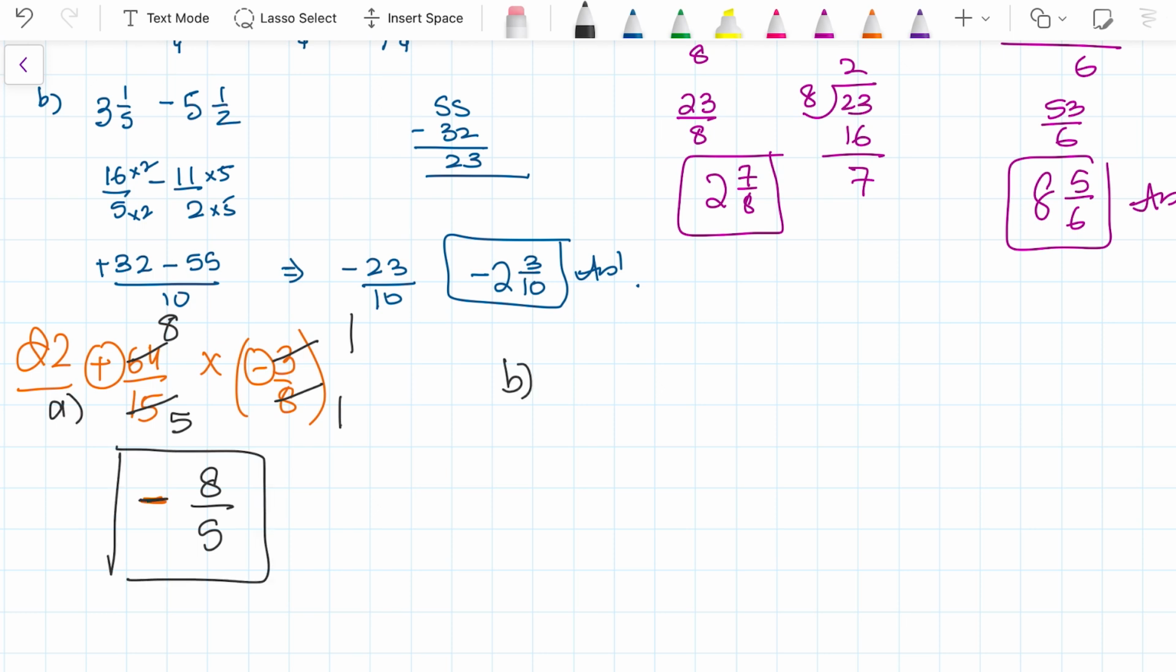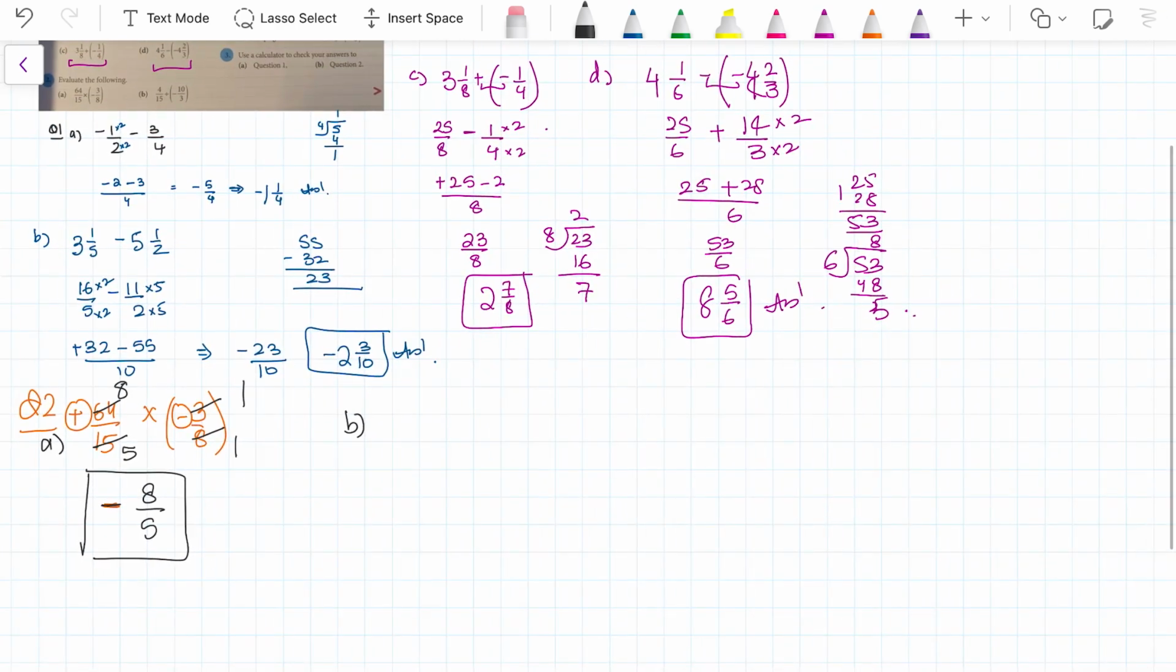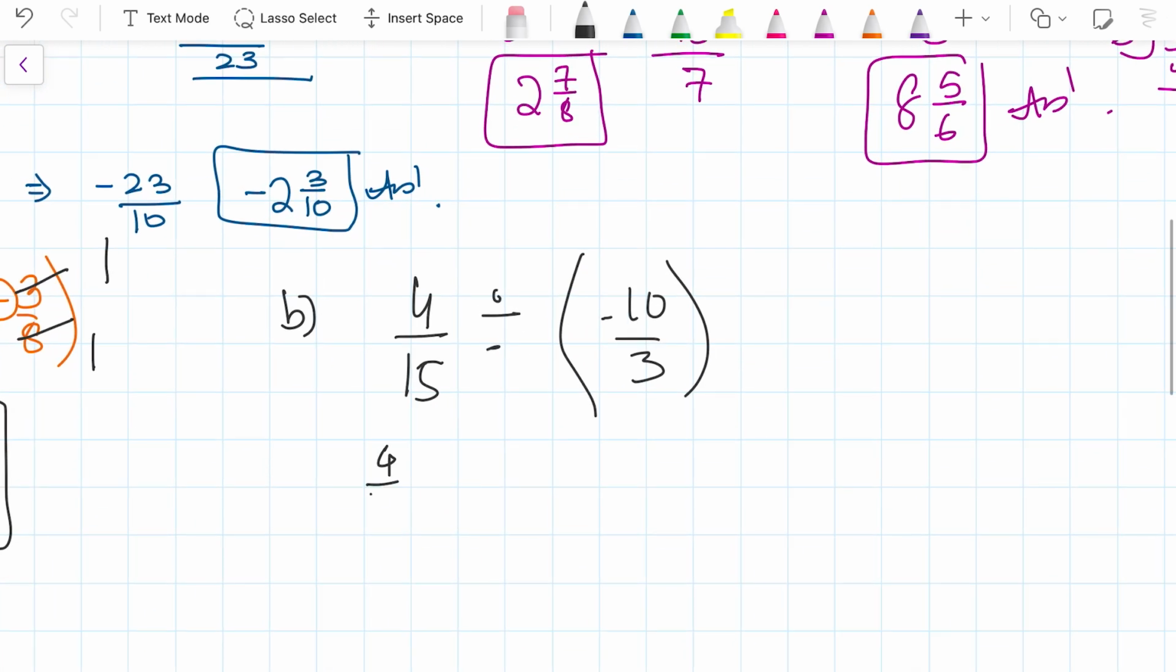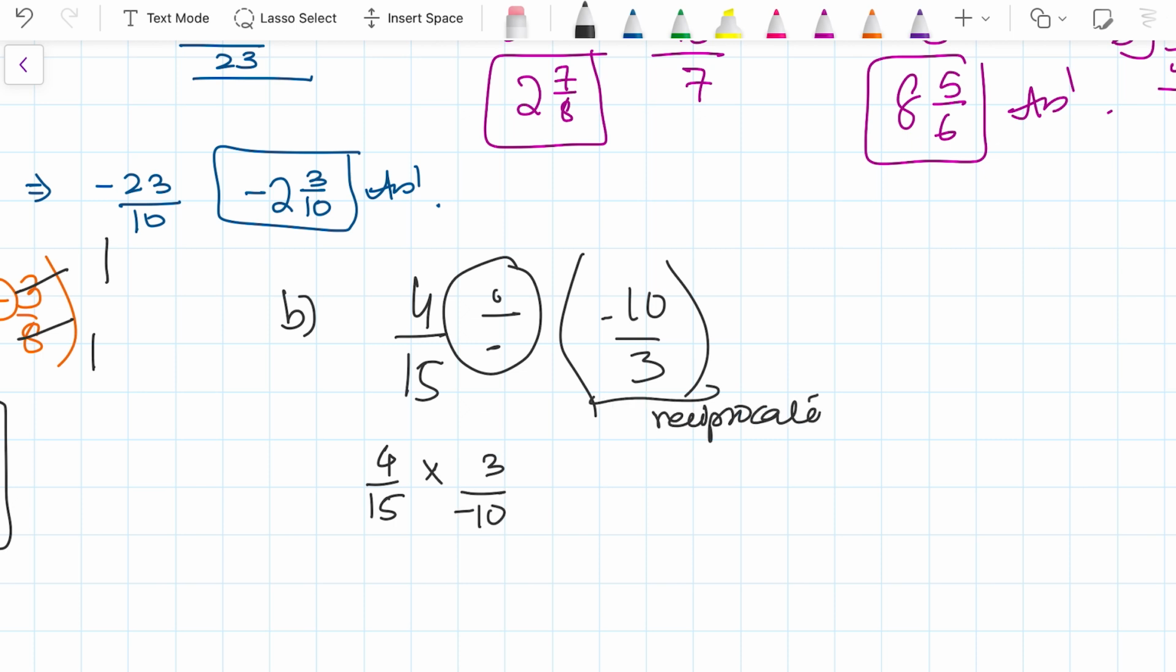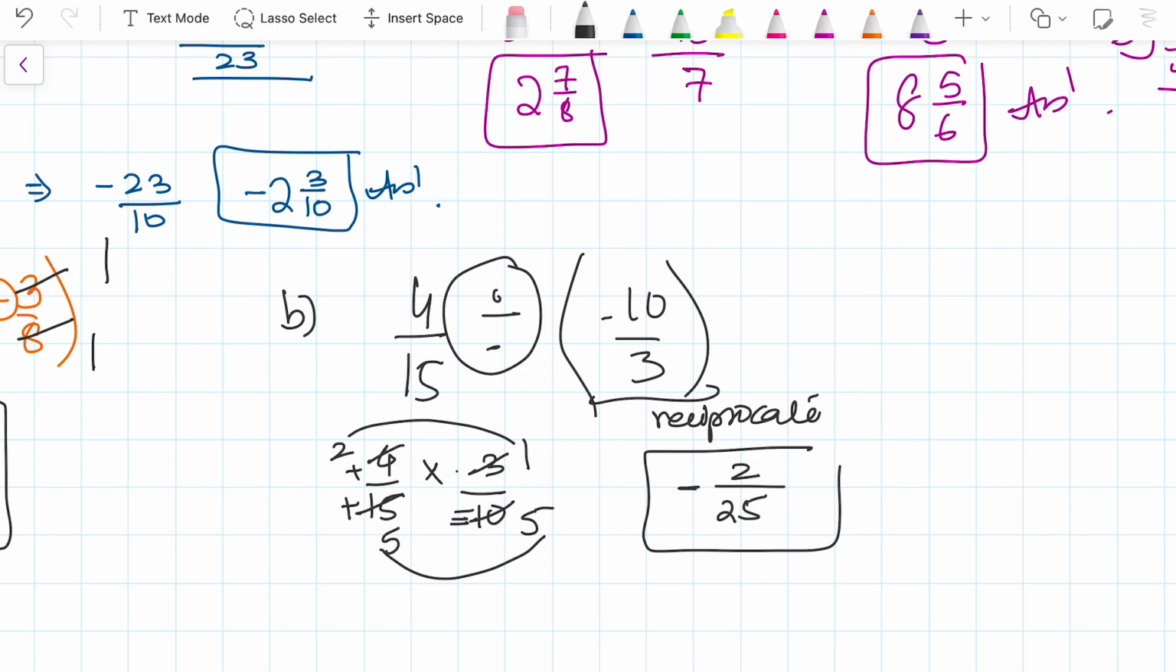Let's look into the B part now. 4 upon 15 divided by minus 10 upon 3. 4 upon 15 multiply by 3 upon minus 10. We reciprocate this fraction. 3 times 1, 3 times 5. 2 times 2, 2 times 5. 2 into 1 is a 2. 5 into 5 is a 25. This is a plus and this is a minus. So it becomes an overall minus sign. And they are all pluses. Plus minus gives you a minus.